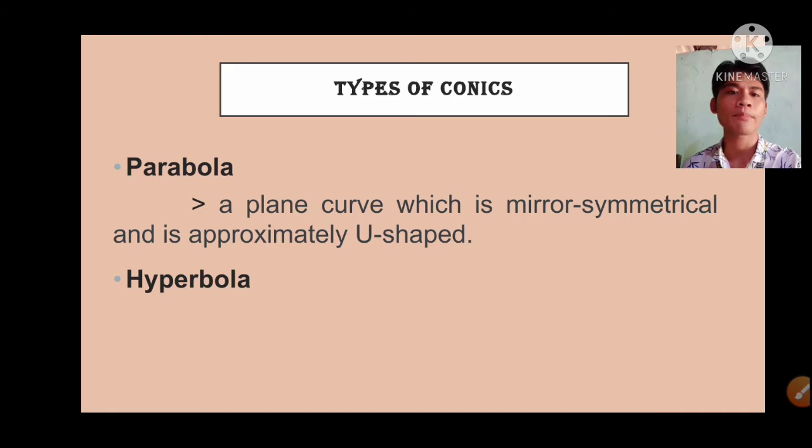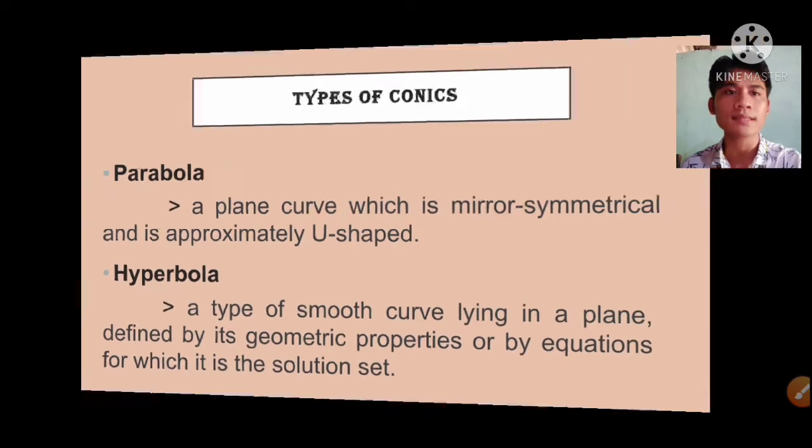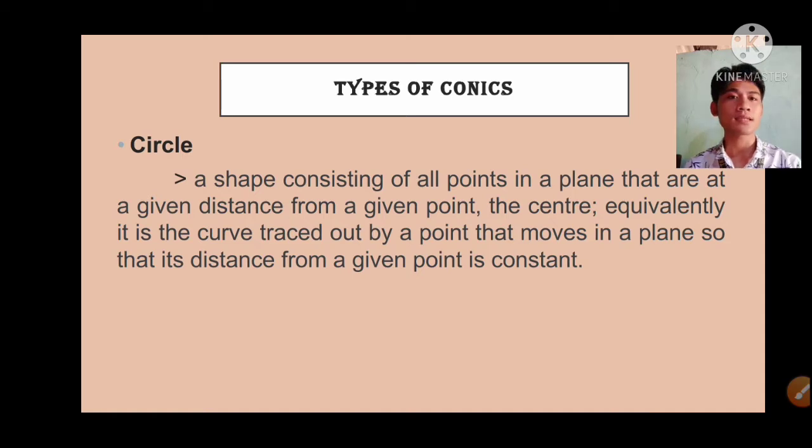Next is the hyperbola, defined as a type of smooth curve lying in a plane, defined by its geometric properties or by equations for which it is the solution set. Next, the circle. A circle is defined as a shape consisting of all points in a plane that are at a given distance from a given point, the center. Equivalently, it is the curve traced out by a point that moves in a plane so that its distance from a given point is constant.